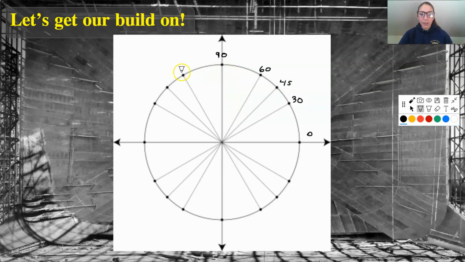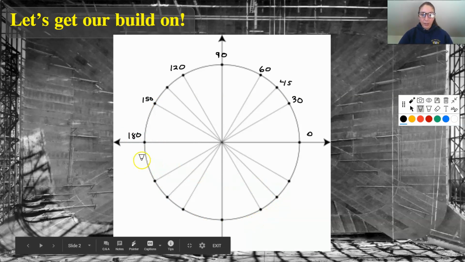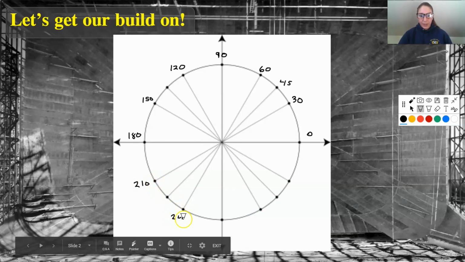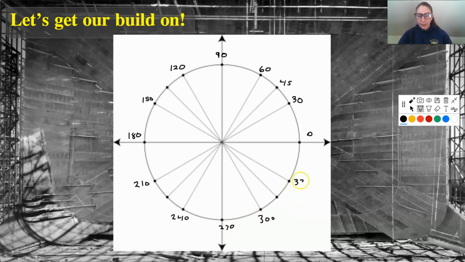So then this would be large slice, jump of 30 degrees. Large slice, jump of 30 degrees. Large slice, jump of 30 degrees. And you would just keep going all the way around, with each large slice a jump of 30 degrees.